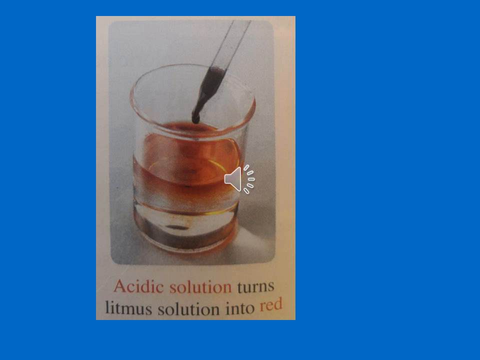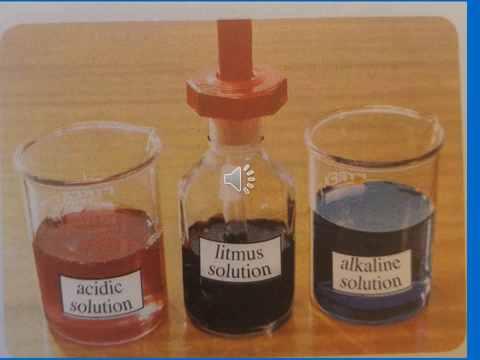This picture here shows that when we add litmus solution to an acidic solution, the color turns red. Here we have the color of the acidic solution and alkaline solution after adding litmus solution. Litmus solution turns red with acidic solution, and it turns blue with alkaline solution.